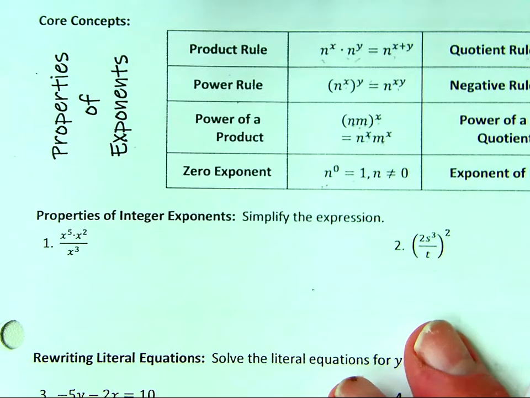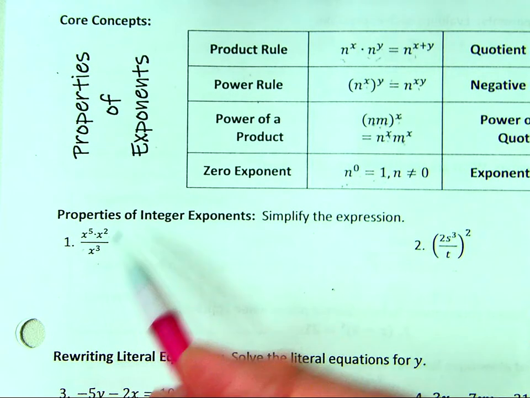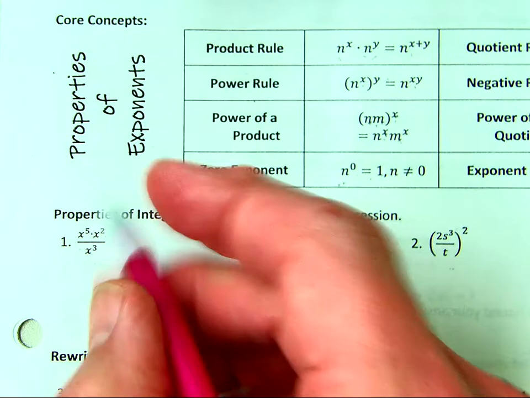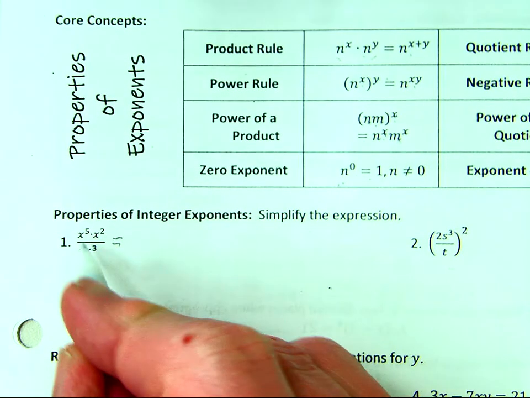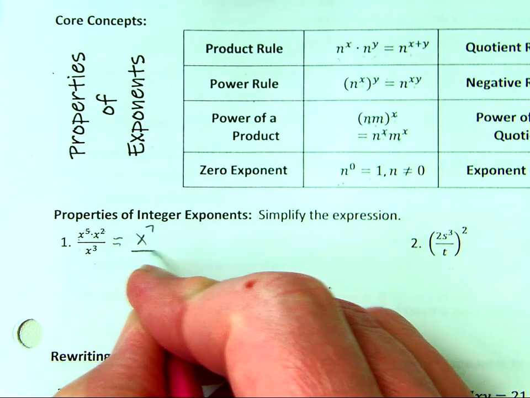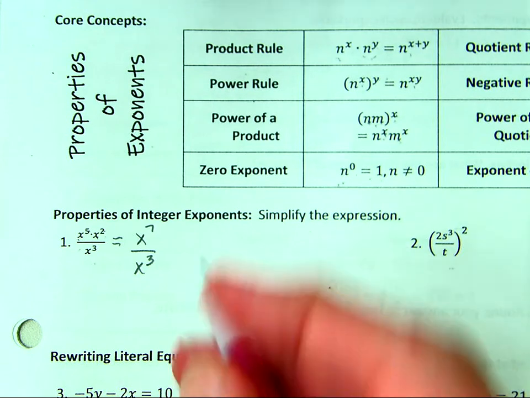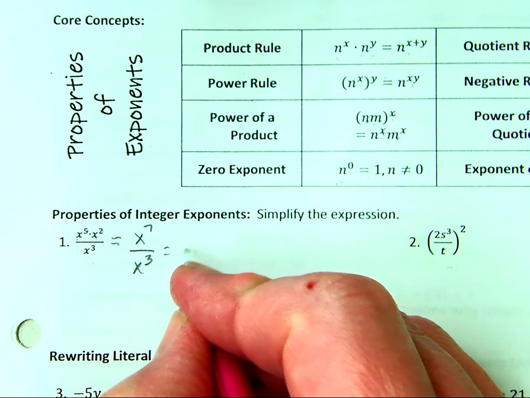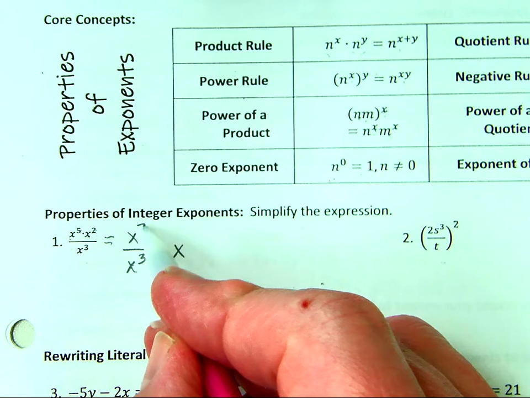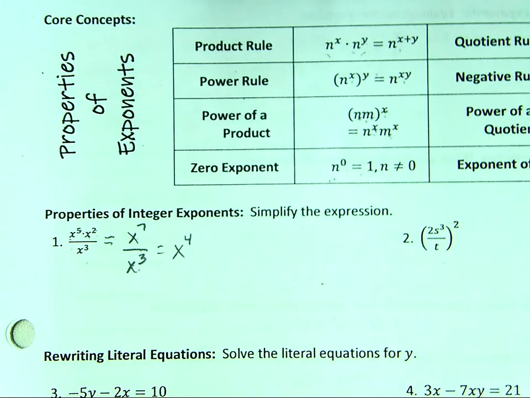So we're going to simplify some of these. This first one, x to the fifth times x squared over x cubed. On the top we can multiply. If we multiply, we're adding exponents. So 5 plus 2 is 7. Now we're dividing two numbers with the same base. When you divide, you subtract exponents. So 7 minus 3 is 4. So that simplifies to x to the fourth.